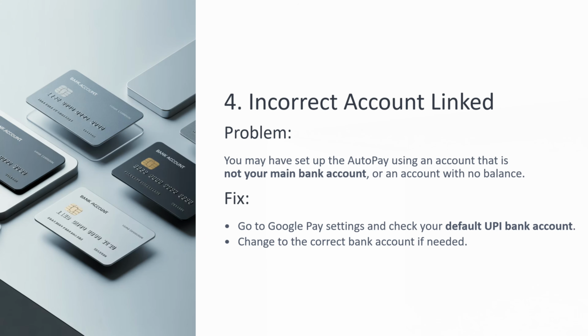Fourth problem is incorrect account linked. You may have set up autopay using an account that is not your main bank account or an account with no balance. Fix is go to Google Pay settings and check your default UPI bank account. Change it to the correct bank account if needed.